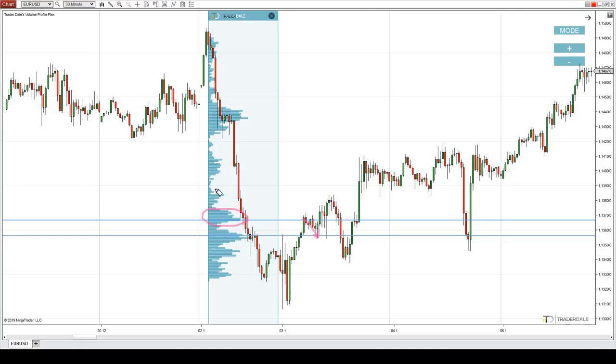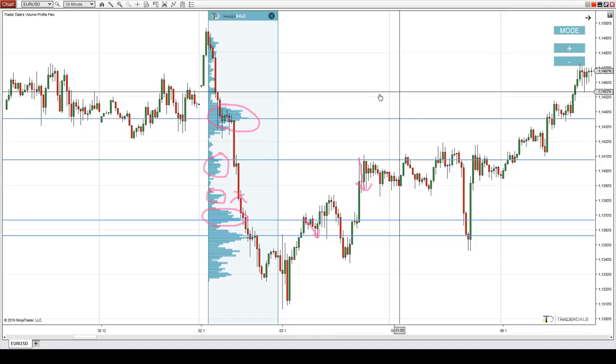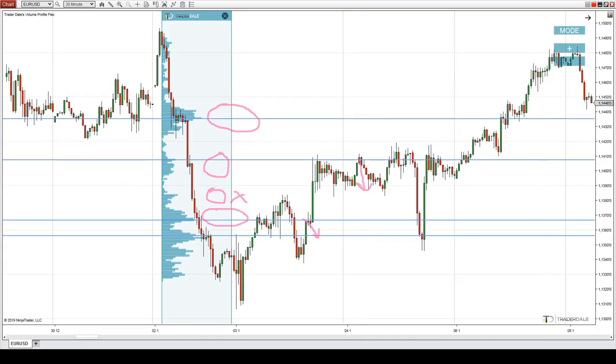Then I wouldn't really trade this small thing, especially because there's no rotation in here. The price didn't really stop there. So the next one to consider is this one, with heaviest volumes being in here. Also a winner. And the next one would be this one. Pretty heavy volumes in here, looks like a strong level. But as you can see, this one didn't really work. There wasn't really any reaction to it, so this one would be a loser.